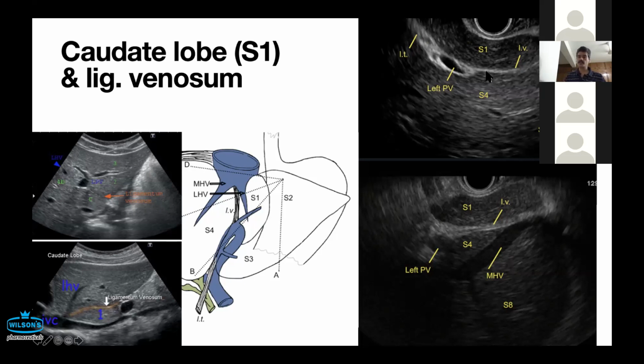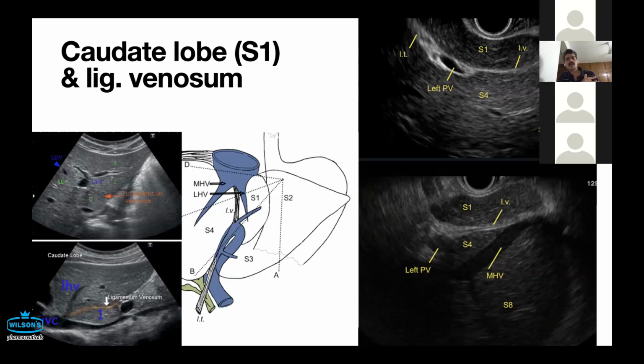So ligamentum venosum, left portal vein, ligamentum teres, and between these is the liver part which you see, the segment 4. This is the middle hepatic vein, the termination of the middle hepatic vein. And what is deeper is the segment 8. So this is how you identify the segments on a linear EUS. All this has been defined by us for the first time and published.